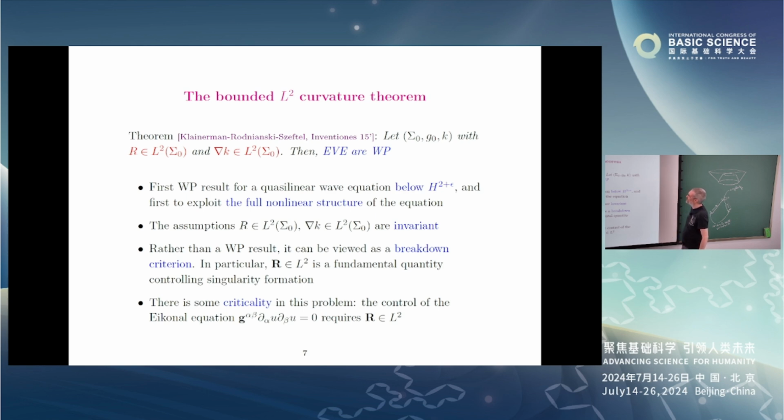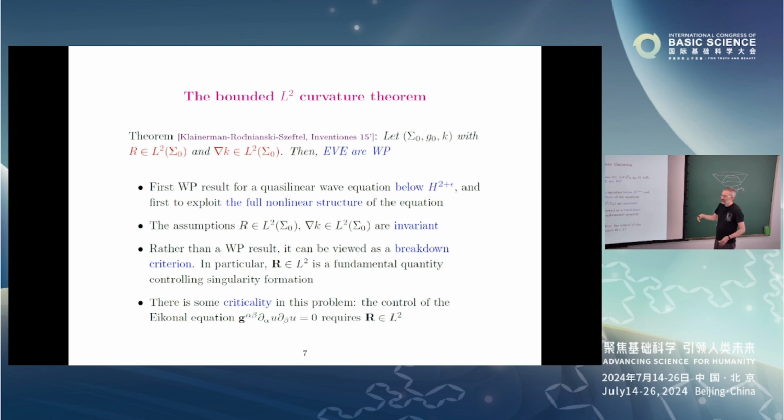Okay, so let me provide the statement. Again, recall that the initial data set consists of Sigma naught, a 3-manifold, g naught, a Riemannian metric, and K, a symmetric 2-tensor. In terms of regularity, you want to assume that the curvature tensor of g0 is in L2 of Sigma naught, and that the covariant derivative of K is in L2 of Sigma naught. Then under these low regularity conditions, we prove that the Einstein vacuum equations are well posed.